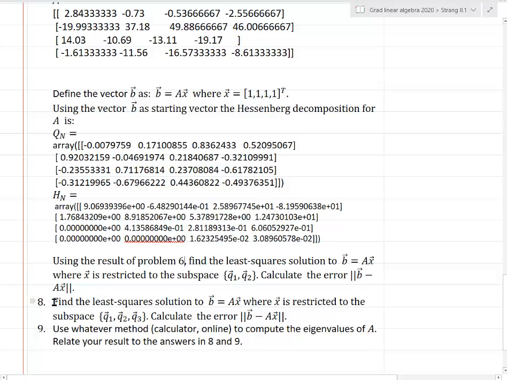Problem 8. Find the least square solution to b equals Ax, where x is restricted to the subspace Q1, Q2, Q3. This one had Q1, Q2, this one has Q1, Q2, Q3, so it's going to be very similar. Just add one more vector. And then here you can use a method online, calculate whatever you want, to compute the eigenvalues of A and relate the result to the results you saw in parts 7 and 8.